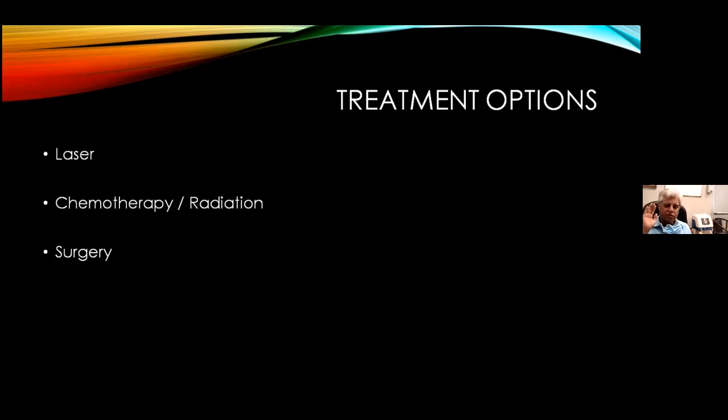If you do not have the facility for laser, then chemotherapy or radiation. And in advanced cases, surgery. Now, patients are concerned about their voice. So, which treatment will get the better? The quality of voice will be better with laser or with radiation. A lot of people think that with the laser, the quality of voice would be better.